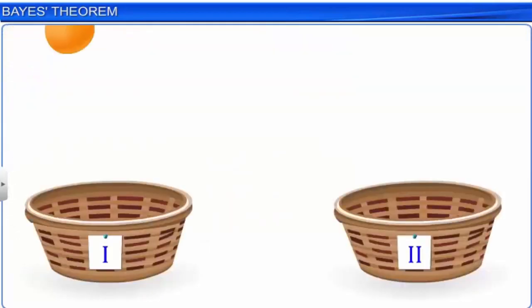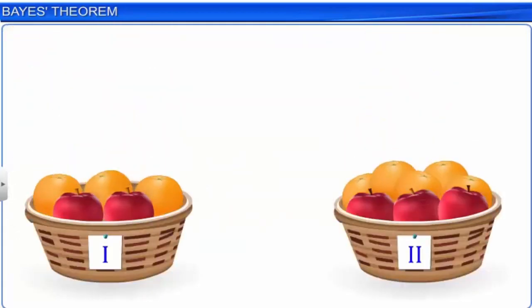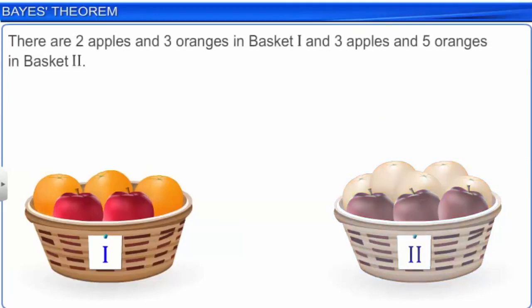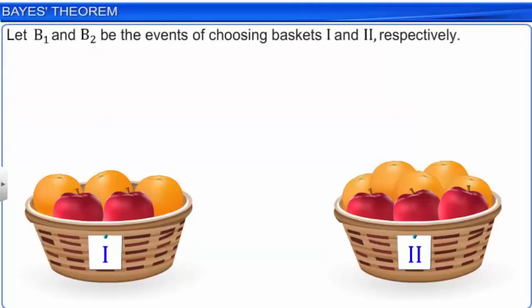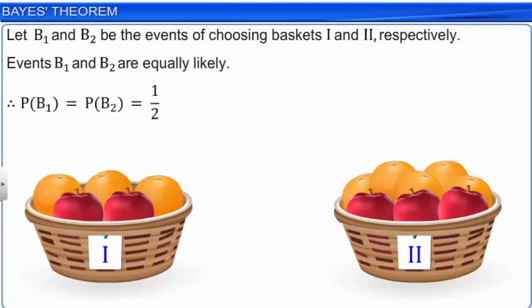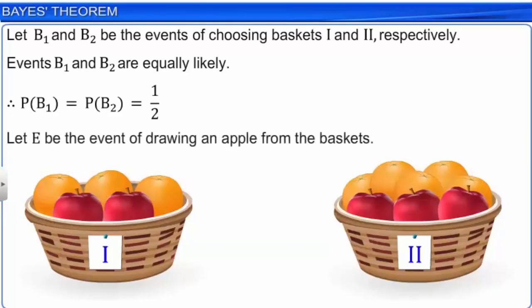Let's get back to the example we considered in the beginning. There are 2 apples and 3 oranges in basket 1 and 3 apples and 5 oranges in basket 2. Suppose an apple is drawn at random from one of the baskets. Let's find the probability that the apple is drawn from basket 1. Let B1 and B2 be the events of choosing baskets 1 and 2 respectively. Since the events are equally likely, the probability of choosing each basket is 1/2. Let E be the event of drawing an apple from the baskets.